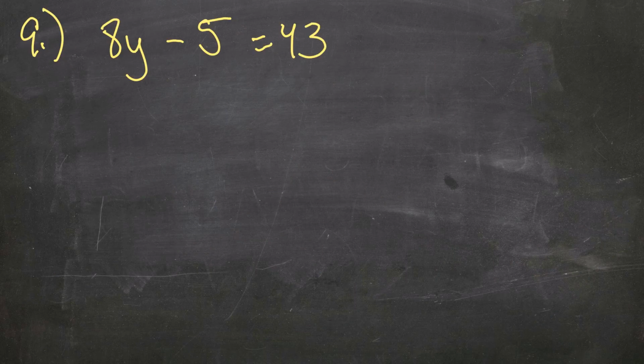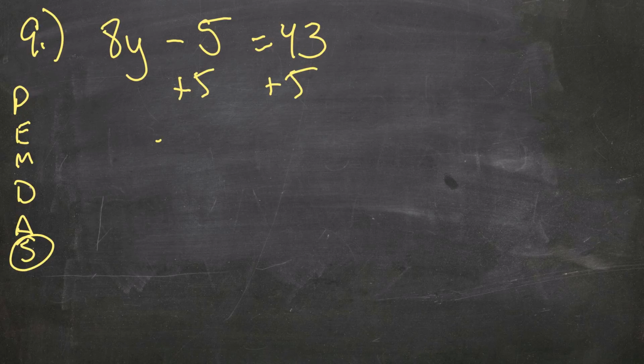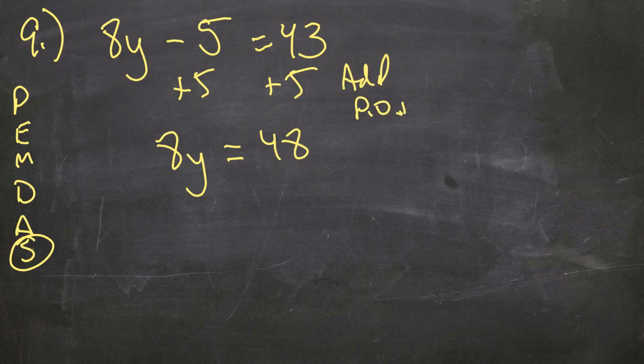Alright, number 9 is 8y minus 5 equals 43. Same exact concept. I see subtraction, so I add 5 to both sides. That is my addition property of equality. Now I have to divide by 8. Divide by 8, I get y is equal to 6 because of the division property of equality.